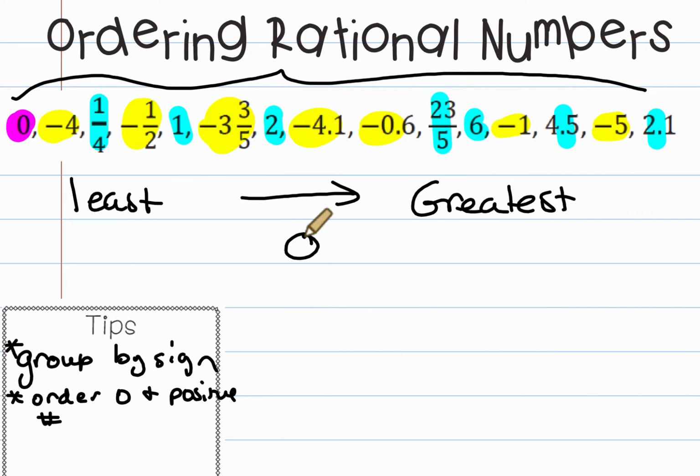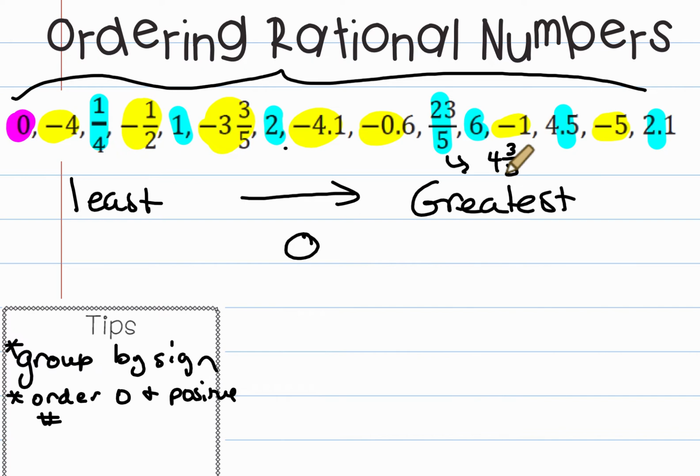Okay, 1/4 is less than 1. So 1 is definitely bigger than that. 2 is definitely bigger than 1. 23/5, well, it's kind of hard to compare, but could we make it a mixed number? Yeah. 5 goes into 23 4 times, with 3 left over out of 5. So that means it's bigger than 2.